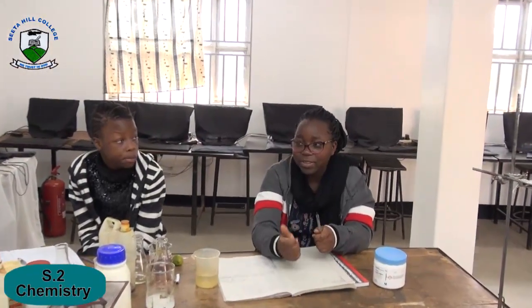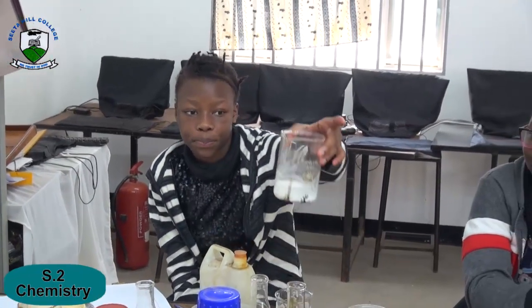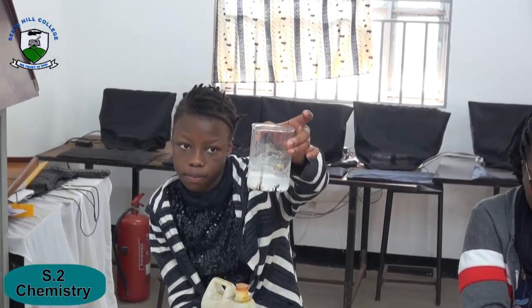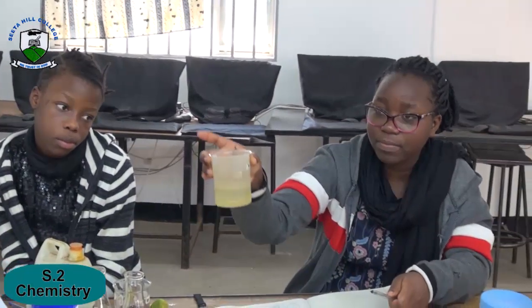When you mix sodium hydroxide with water, the sodium hydroxide will dissolve in water and it will remain colorless. It will dissolve to form a colorless solution. Thank you. Calcium hydroxide slightly dissolves in water. It has left some solids at the bottom. Okay, that's right. Thank you.